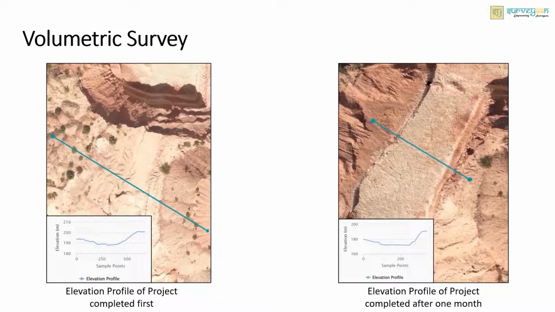We also have another type of survey conducted periodically, and this is the volumetric survey. And in volumetric survey, usually a site is surveyed first, and after working on the site for 1 month, then the site is surveyed again. Then both the results are compared to know the change in volume of the work done. With this method, we can compare similar projects done at the same place in different time frames.